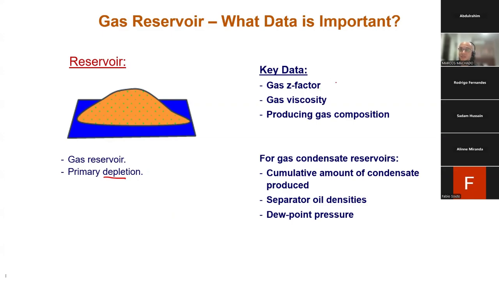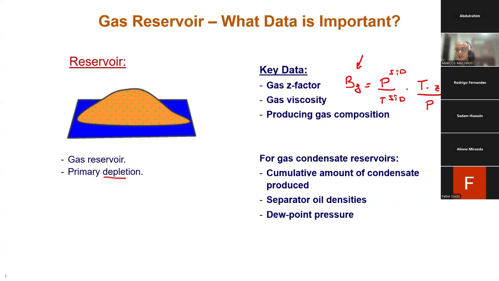The Z is the same thing of Bg. Bg is the pressure at standard condition over the temperature at standard condition times the temperature of the reservoir, times Z over the P, okay? If you know Z, you know Bg. It's the same thing, okay? Viscosity is important for us, and the composition.